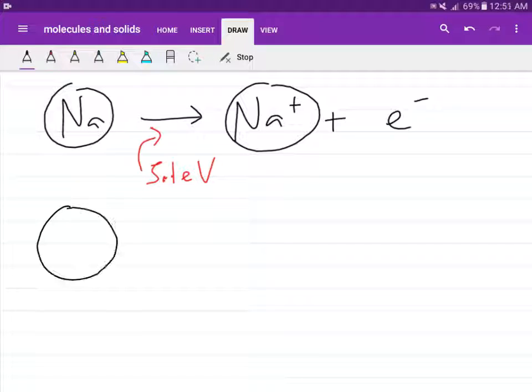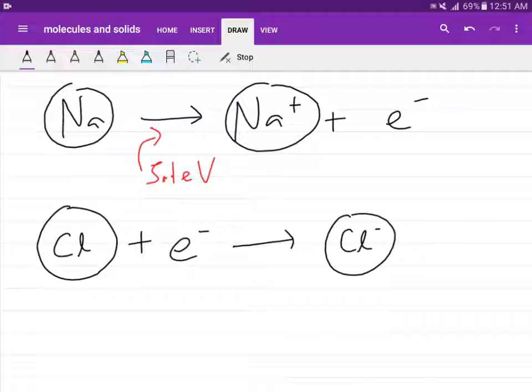Now in the case of a neutral chlorine atom, for it to combine with a free electron and form a negative chlorine ion, you need to input minus 3.1 electron volts.